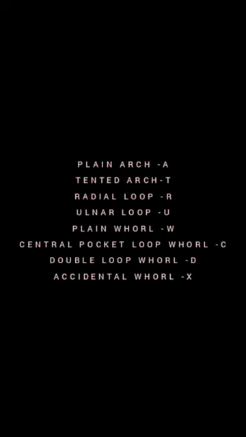So here are the letters as the corresponding symbol to the pattern of your index finger. In plain arc, we have letter A. In tented arc, we have letter T. In radial loop, we have letter R. In ulnar loop, we have letter U. In plain whorl, we have W. In central pocket loop whorl, we have letter C. In double loop whorl, we have letter D. And in accidental whorl, we have letter X.